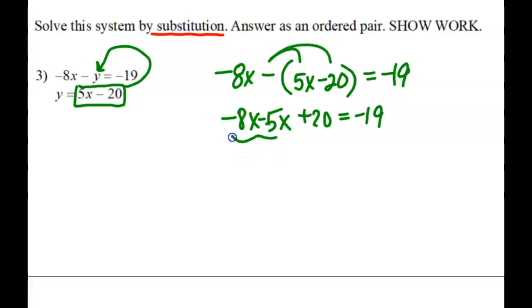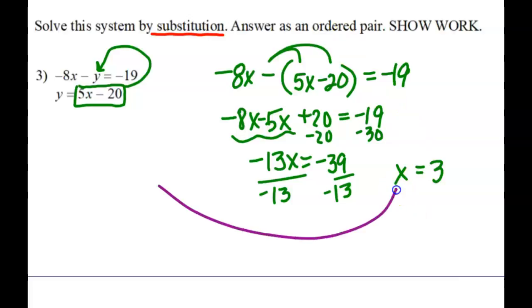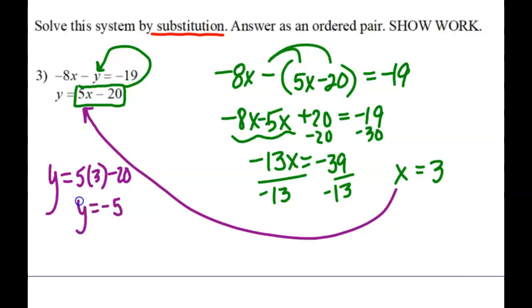Then if I combine these like terms, I get -13x. If I subtract 20 over there, I get -39, which divides. It should come out nice that I didn't give you any wonky ones. Someone else get that? Okay, and then you do need to answer as an ordered pair. So if you plug it back in this one, it would be 5 times 3 minus 20. 15 minus 20 is negative 5. So we got 3 for the x and negative 5 for the y.